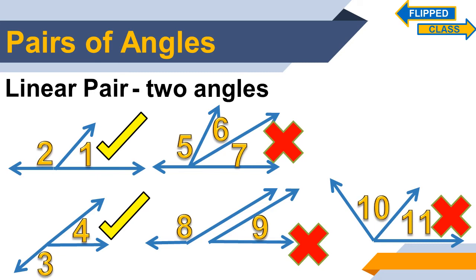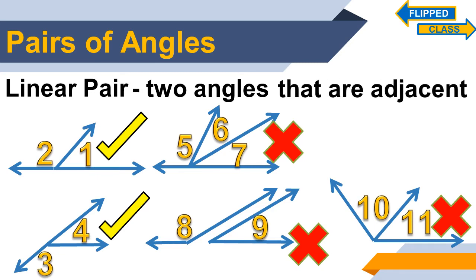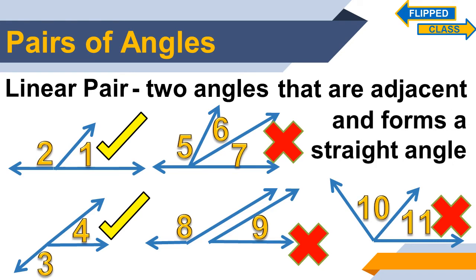Secondly, you notice in 1 and 2, 3 and 4 that they must be adjacent. Angles 8 and 9, only two, but they are non-adjacent. However, for angle 10, they are also adjacent and there are only two of them, but they do not form a straight angle. So linear pairs are actually two angles that are adjacent and form a straight angle.